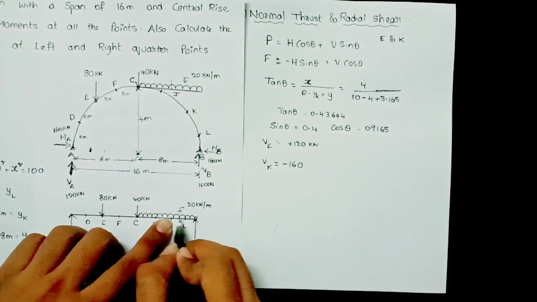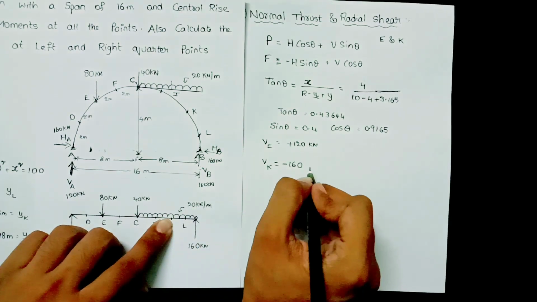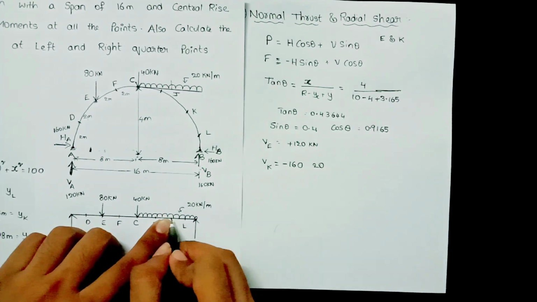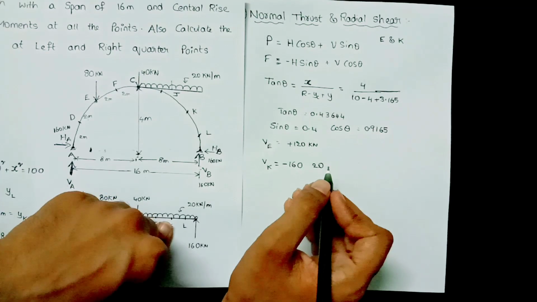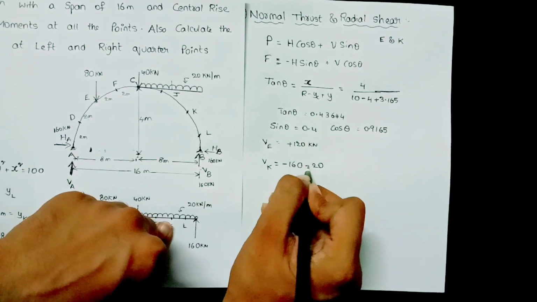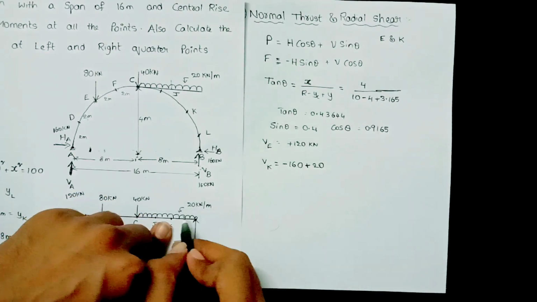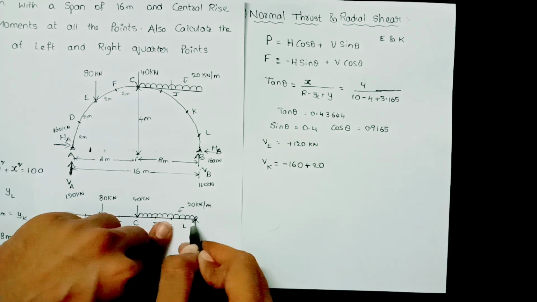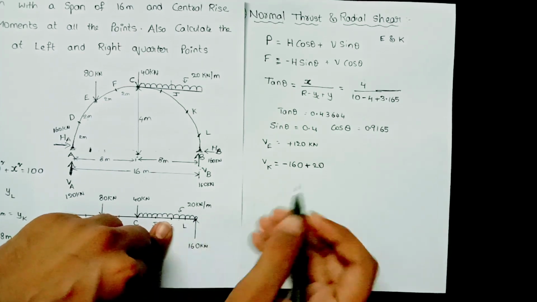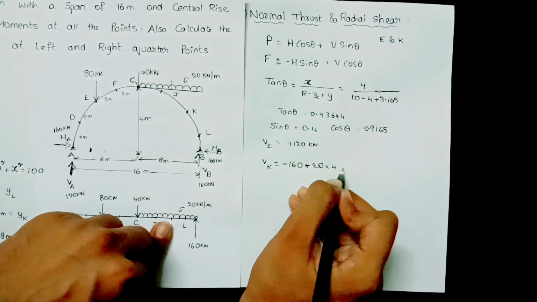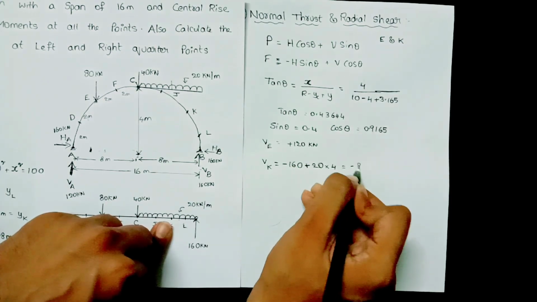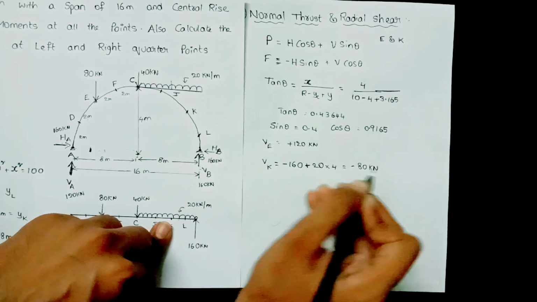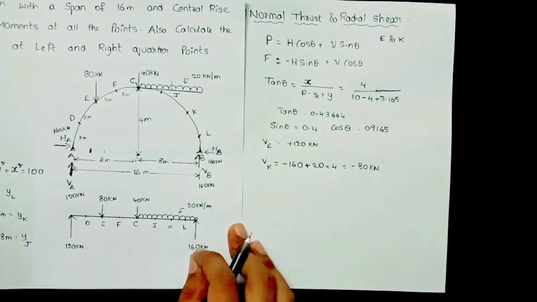In this portion we are having UDL of intensity 20. This UDL is acting downward. Right hand side upward is negative, then right hand side downward will be positive, so it is plus. So UDL intensity into the length of this portion, that is 2 meters plus 2 meters, it is 4. So minus 160 plus 80, so it is minus 80 kilonewton. So we have calculated the shear force at E and K.